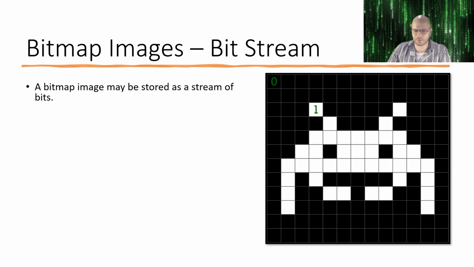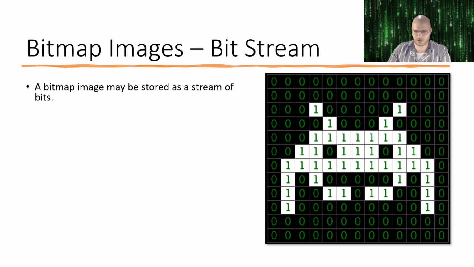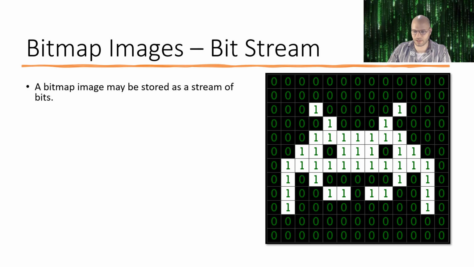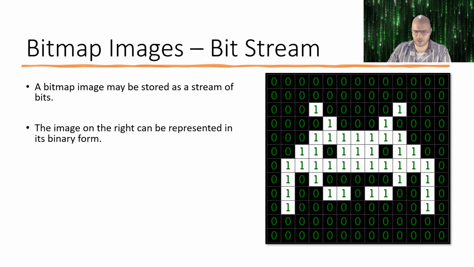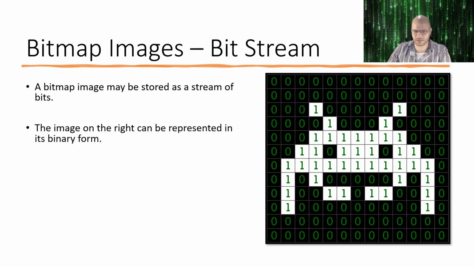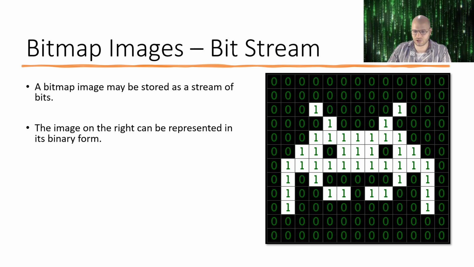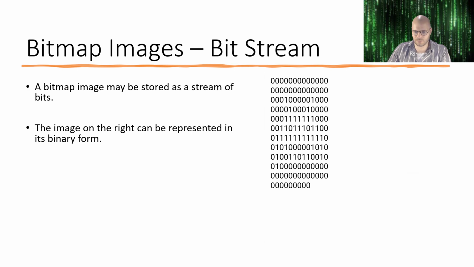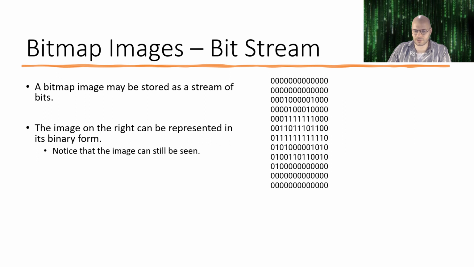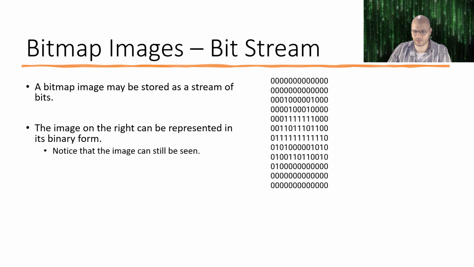The bitmap image may be stored as a stream of bits. So if we have our bitmap image over here and all the numbers that represent this image, we can break it up. The image on the right can be represented in its binary form, as shown now. Notice that the image can still be seen.